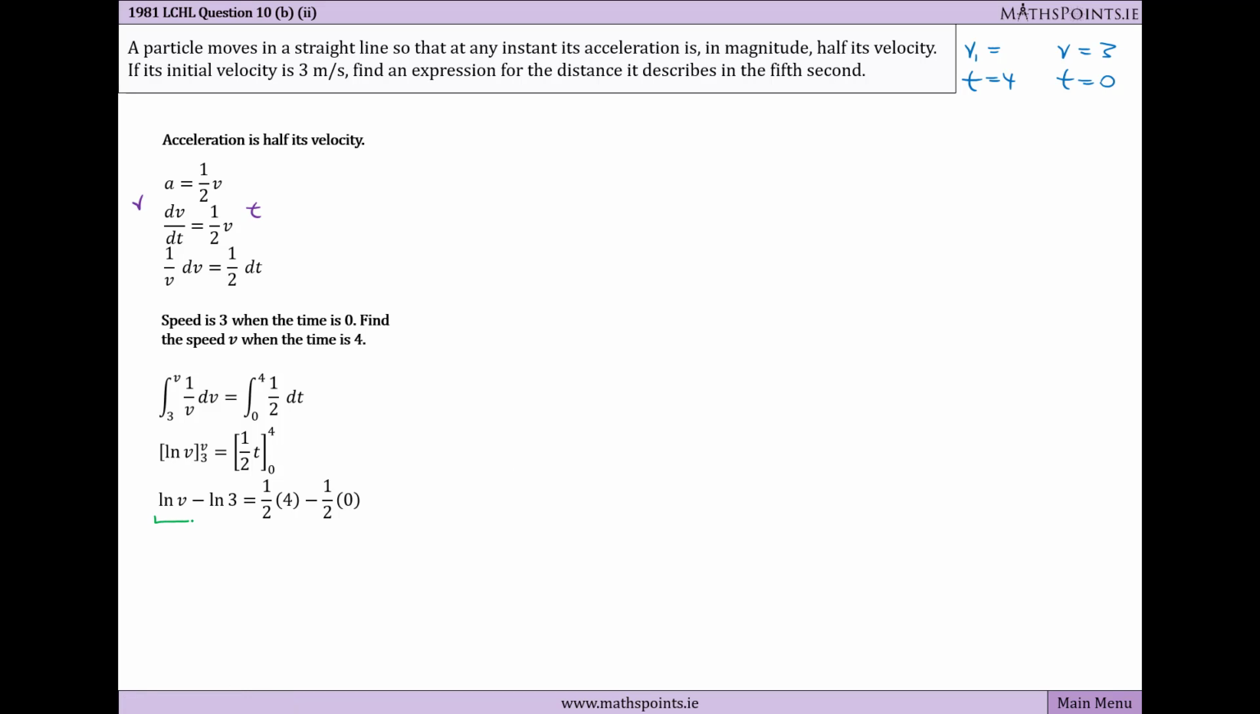We're going to use a rule of logs to combine the log of v minus the log of 3. We know that the log of a minus the log of b is equal to the log of a over b. And so the log of v minus the log of 3 is equal to the log of v over 3. And that's equal to a half by 4, which is just 2.